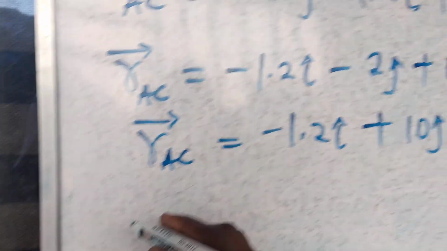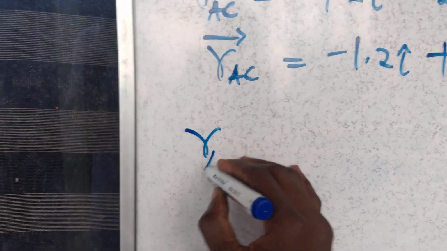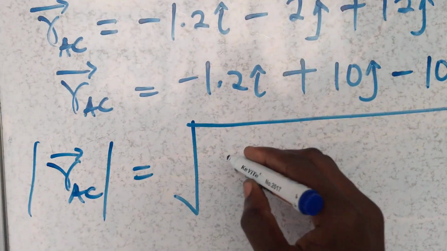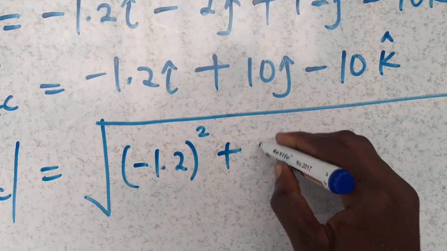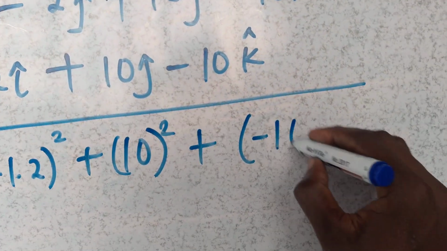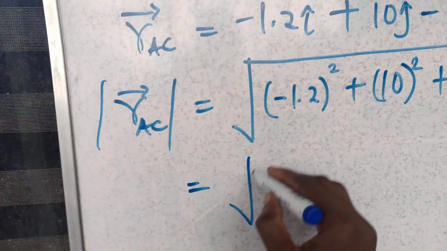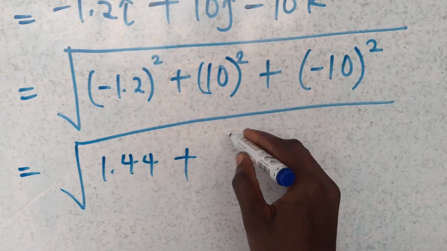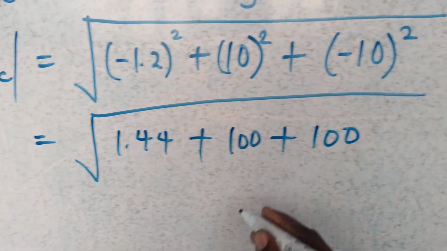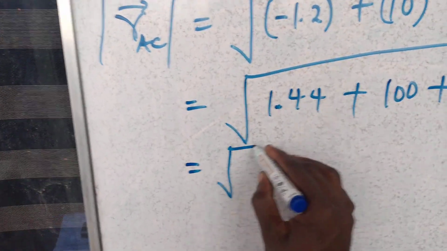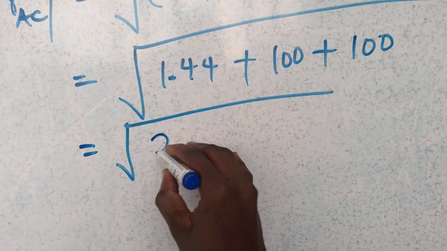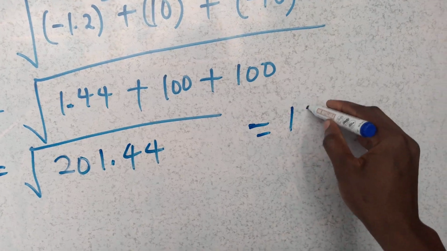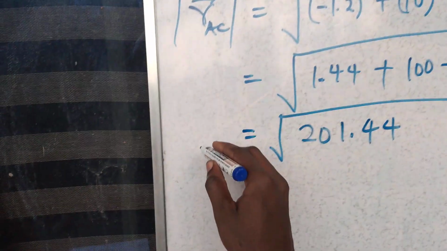The next thing I look for is the magnitude. After getting the position vector, I look for the magnitude, or modulus, of the vector RAC using Pythagoras theorem. I have the square root of minus 1.2 squared plus 10 squared plus minus 10 squared. That is 1.44 plus 100 plus 100, which adds up to 201.44, and the square root of this is 14.2. This is the modulus of RAC.